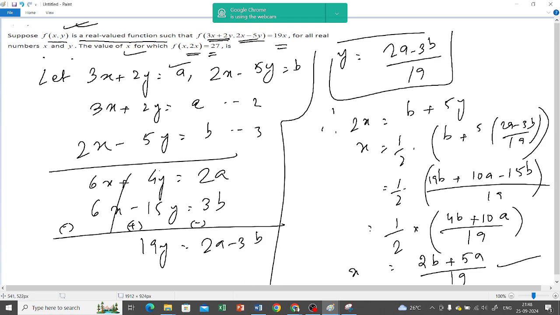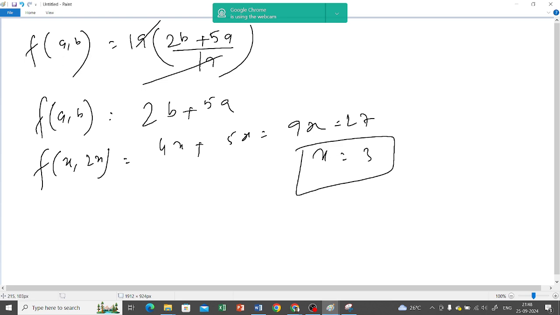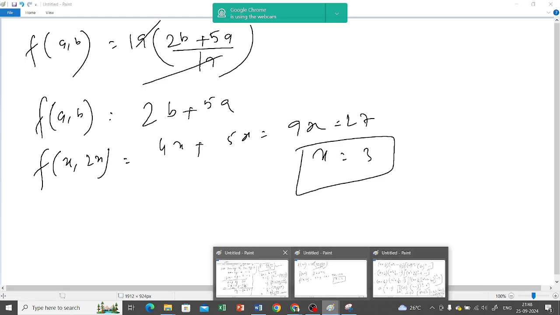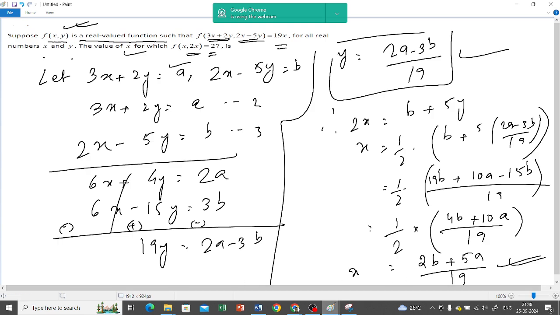After solving, what I did, I took 3x + 2y as a and 2x - 5y as b. On solving this simultaneously, with the elimination process, we got y as (2a - 3b) by 19 and x as (2b + 5a) by 19. Now, what is f(a, b)? You see what is given, 19x.